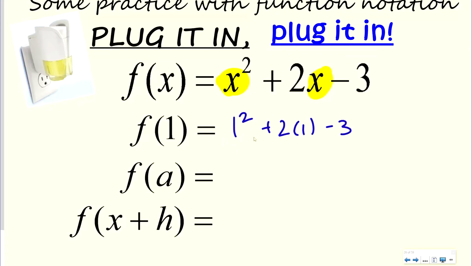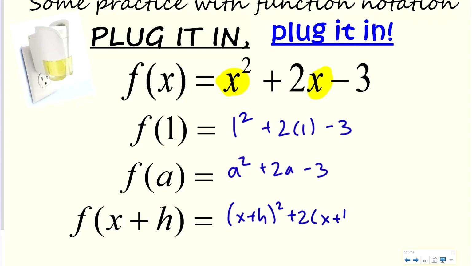Everywhere there's an x, you put in 1. How would you find f of a? Right? Everywhere you have an x, you would put in an a. Well, same thinking. How would you find f of x plus h? Gets a little bit harder. But all you do is leave everything alone. But everywhere you see an x, what are you going to do? You're going to replace it with x plus h.